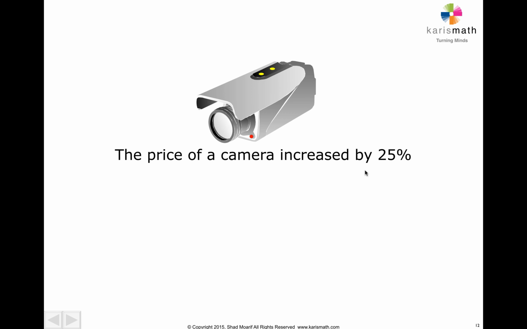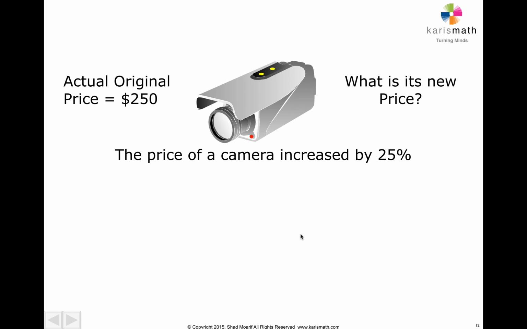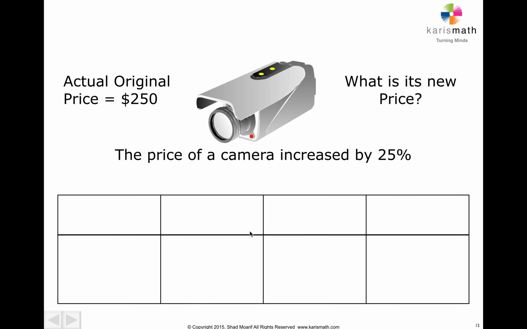The price of a camera increased by 25%. Okay, now suppose the original price was $250. What will the new price be? Let's put it on a grid. If we want to know what the new price is, on the grid we show the original price is $250, and we know that there's a percentage increase of 25% of what? 25% of the original price.